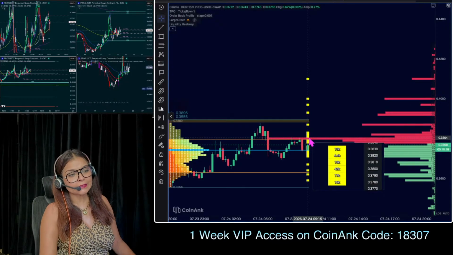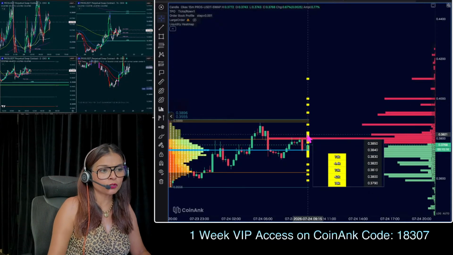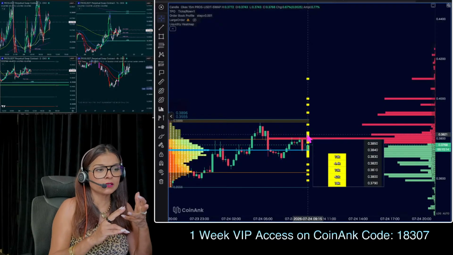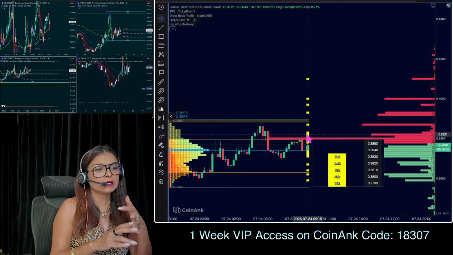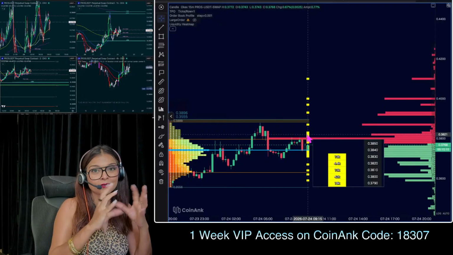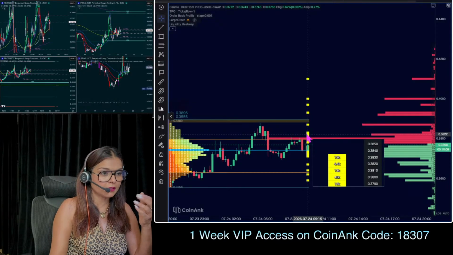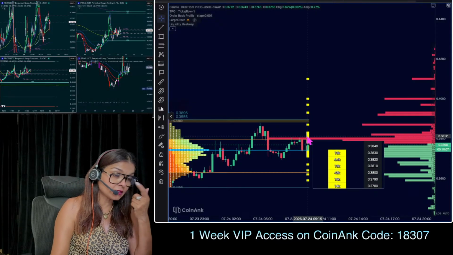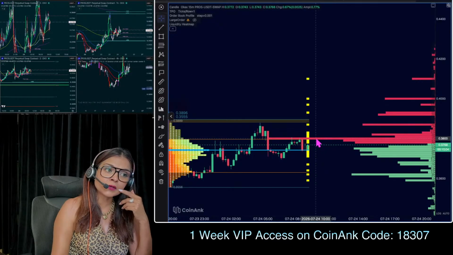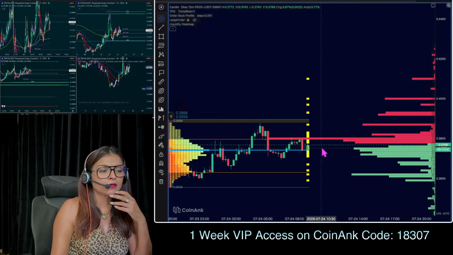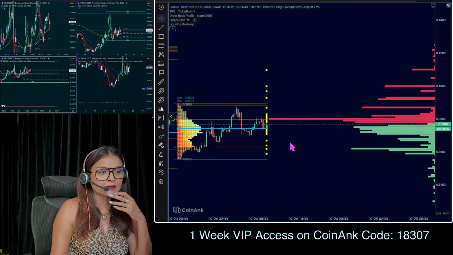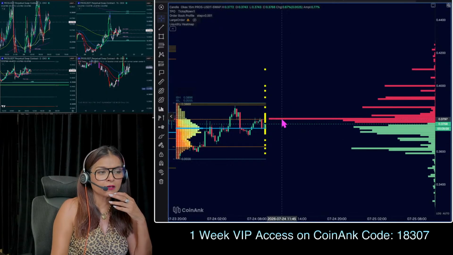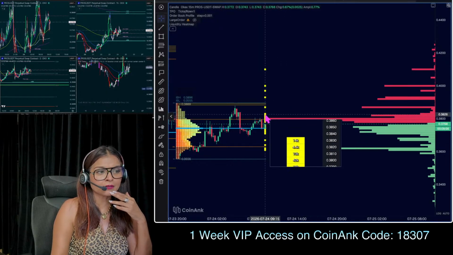Now, the liquidity heat map will show you stop losses, resting orders, everything. So it's a liquidity pool, and you use that. You'll often see that orders from the order book, the large orders, are at the higher liquidity areas.